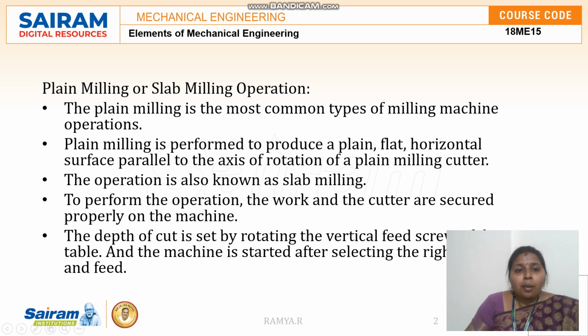Initially, it starts with a plain milling or slab milling operation. This is the most common type of milling machine operation. Plain milling is to produce a plain flat horizontal surface parallel to the axis of rotation of a plain milling cutter. The operation is also known as slab milling.